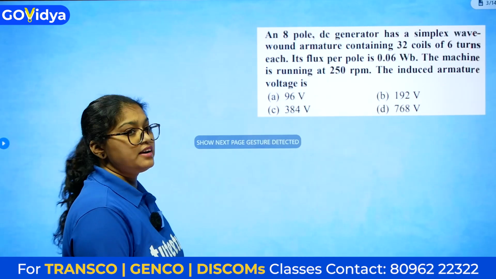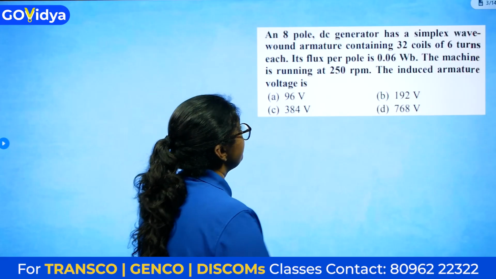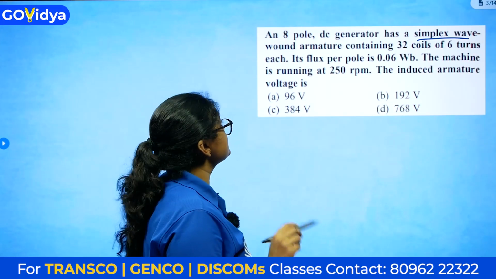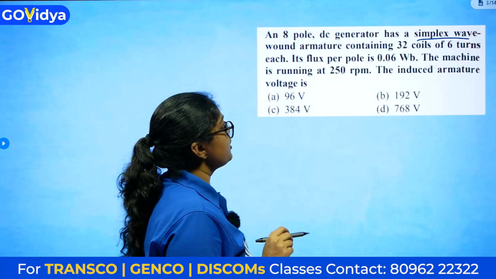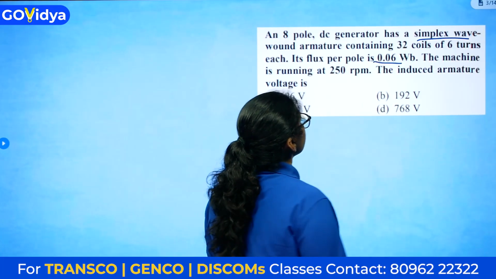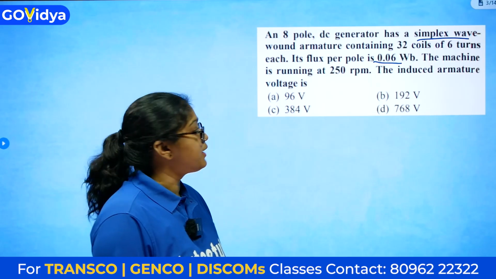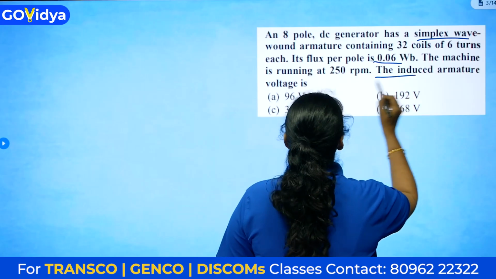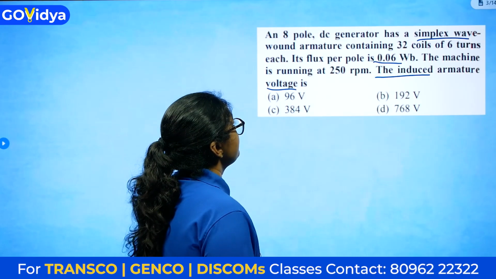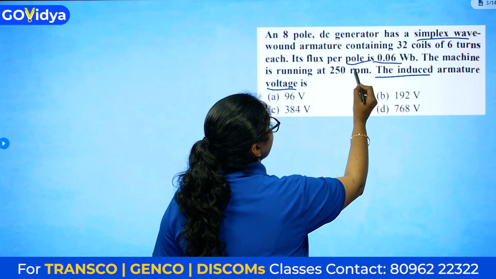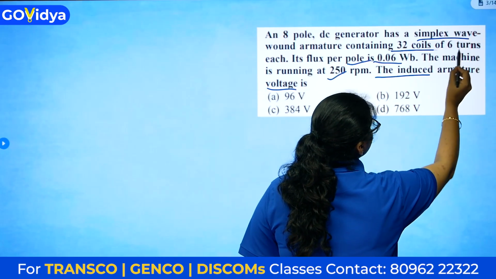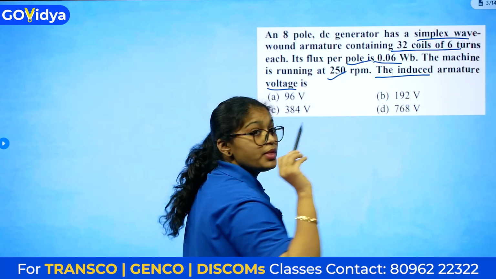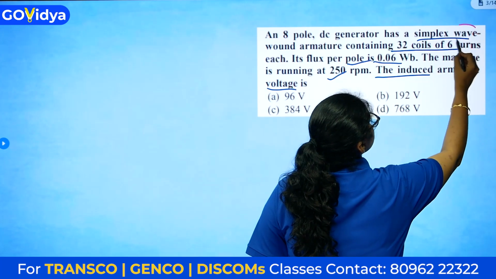An 8-pole DC generator has a simplex wave wound armature containing 32 coils of 6 turns each. Its flux per pole is 0.06 Weber. The machine is running at 250 RPM. They are asking for the induced armature voltage, and the data given is the flux and the speed. They didn't give the conductors directly, but they have given 32 coils of 6 turns. So we have to find the number of conductors, and the winding is wave winding.